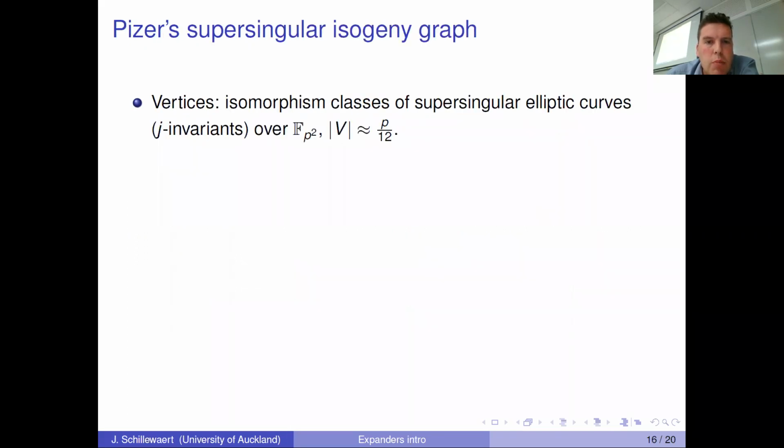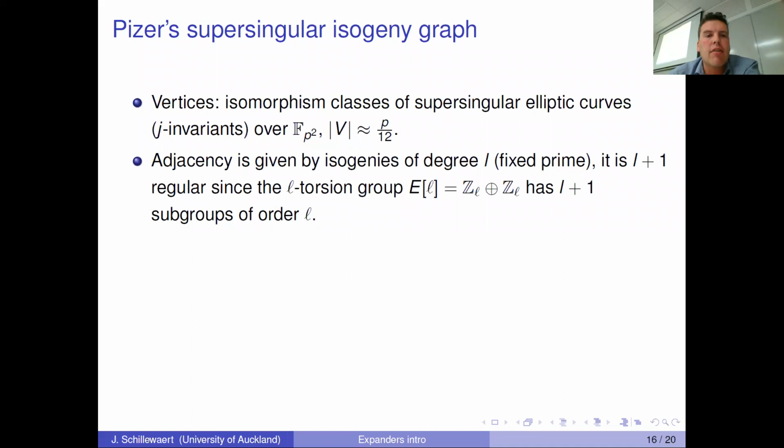So here's Pizer's supersingular isogeny graph. As vertices, you take the isomorphism classes of supersingular elliptic curves, which, as I said, are witnessed by these j-invariants, and it turns out that they are defined already over F_p squared, and there are roughly p over 12 vertices. So I use the squiggle there, which is nice. You can never be wrong if you put a squiggle because it can mean anything you want. But here I'm not lying much.